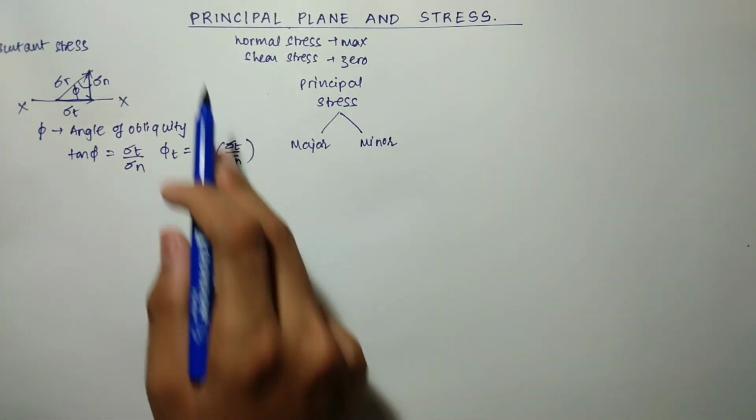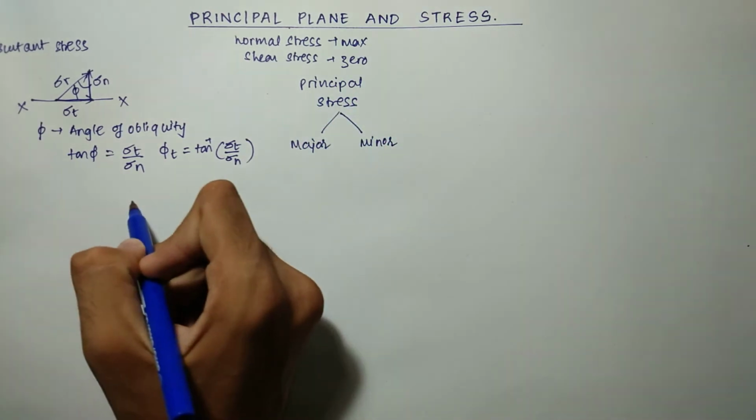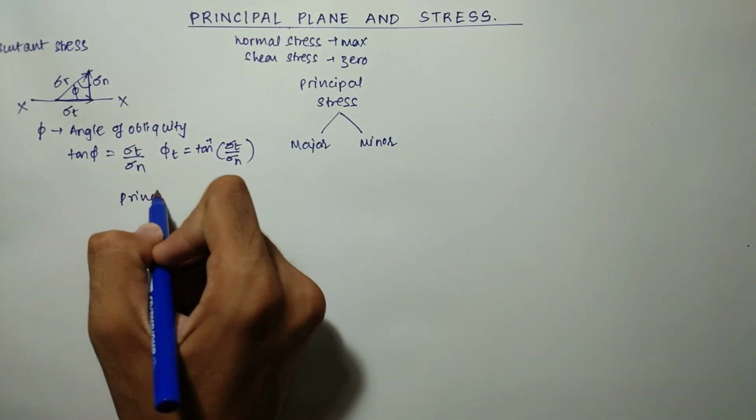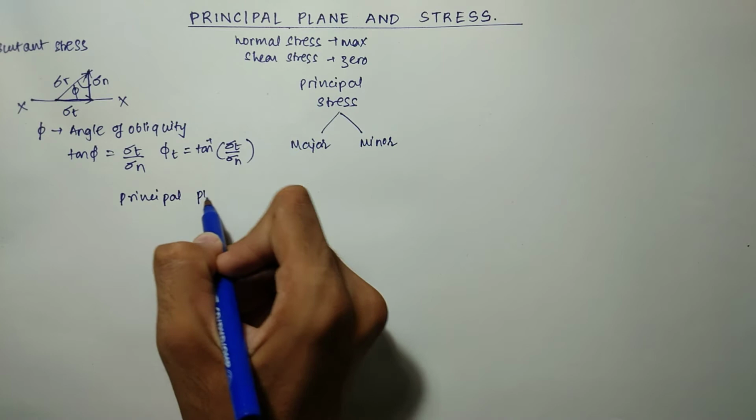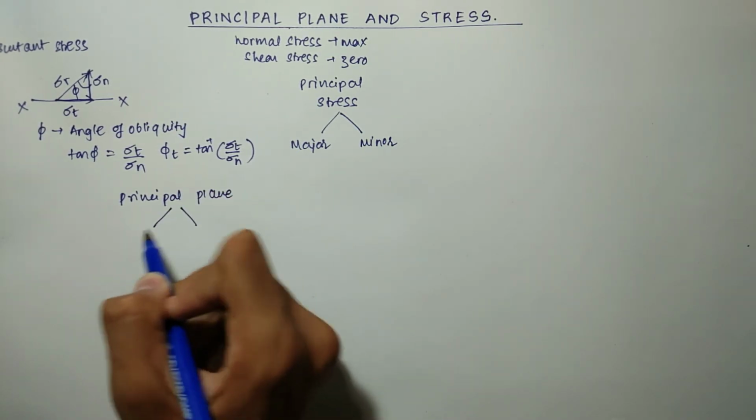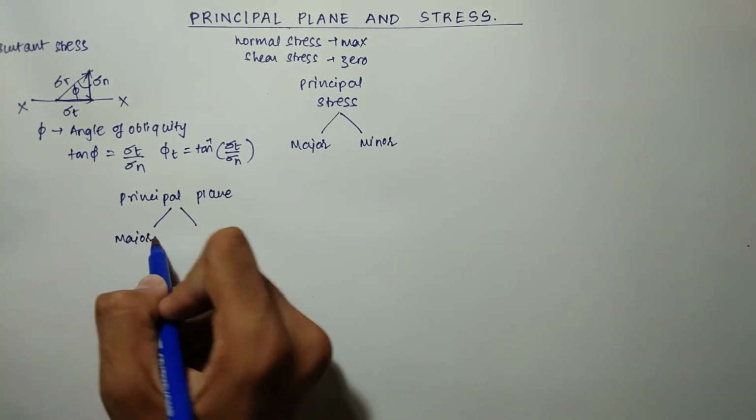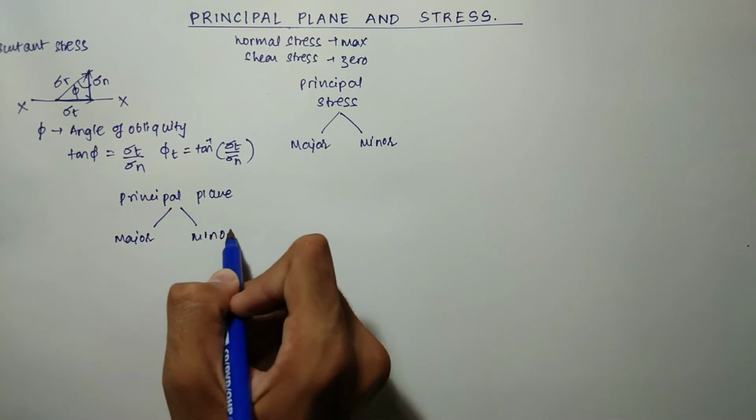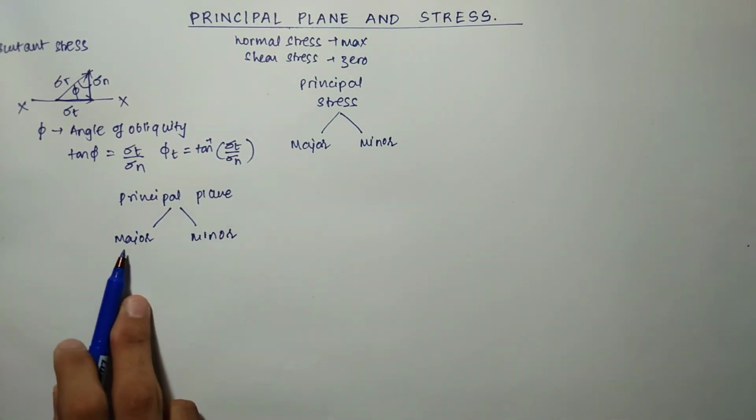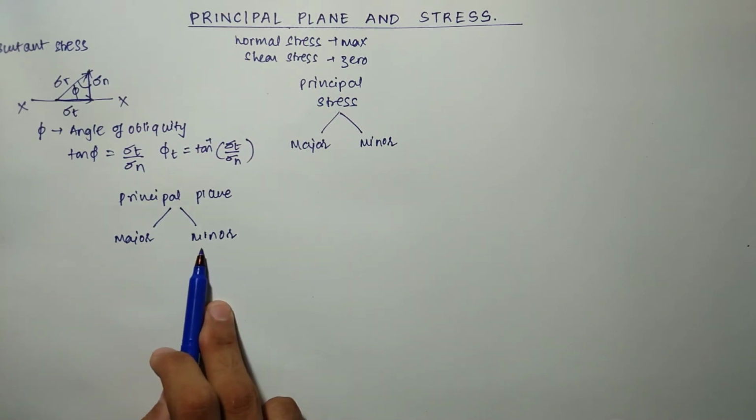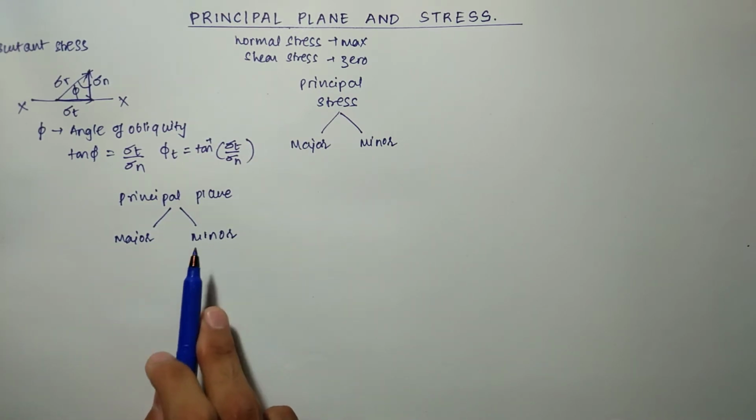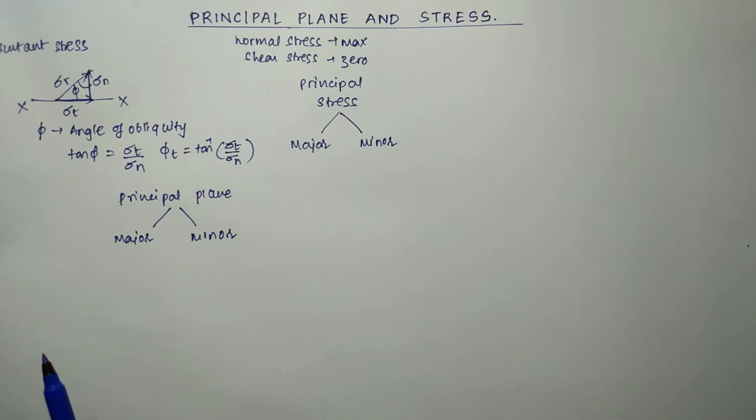Similarly, the principal plane can be of two types: a major principal plane and a minor principal plane. A major principal plane is a plane which carries the maximum value of the normal stress and a minor principal plane is a plane which carries the minimum value of the normal stress.